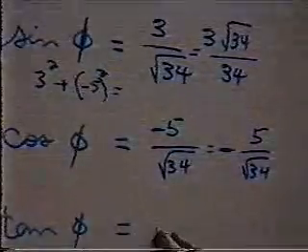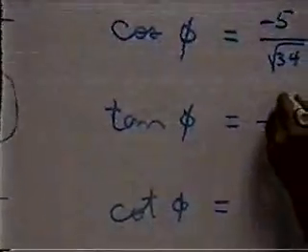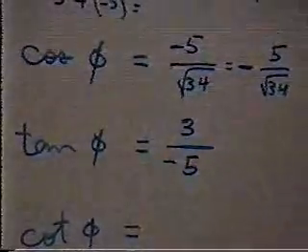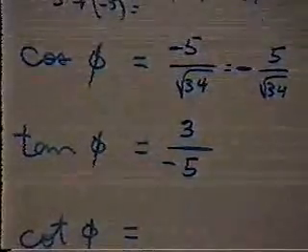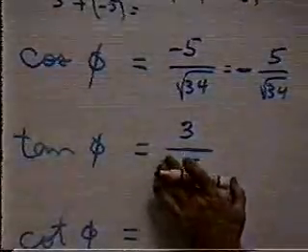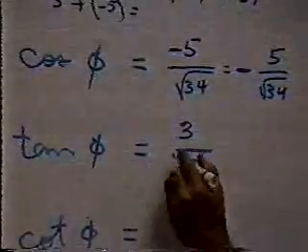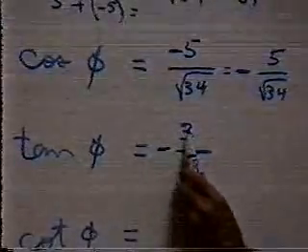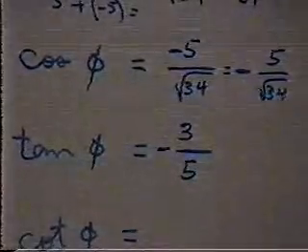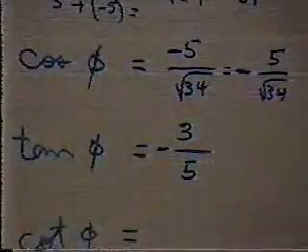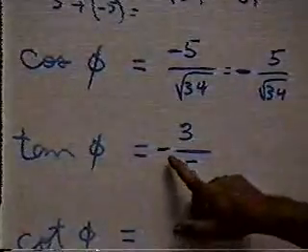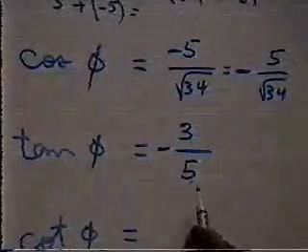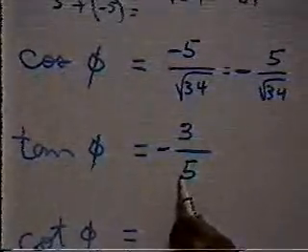Okay, tangent. Tangent is y, which is 3, over x, which is minus 5. And again, you will see that written as the minus out in front. But you need to know, does that minus go with this one or does it go with that one? Well, it goes with which quadrant? The tangent is negative right here. In this case, the negative came from the x part because it was in quadrant 2.